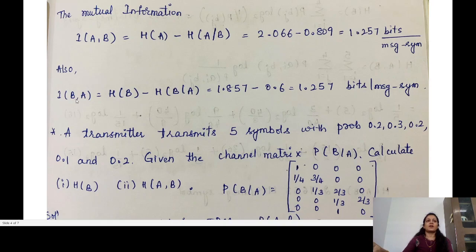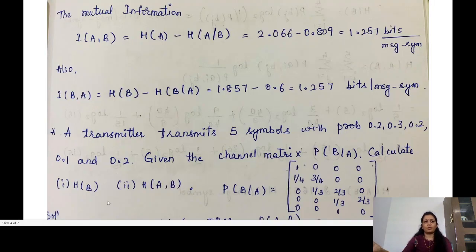Similarly, you can calculate I of B comma A also, which is H of B minus H of B by A. If we substitute, again we will get the same answer, because we know that I of A comma B is always the same as I of B comma A. So we are getting the same answer.